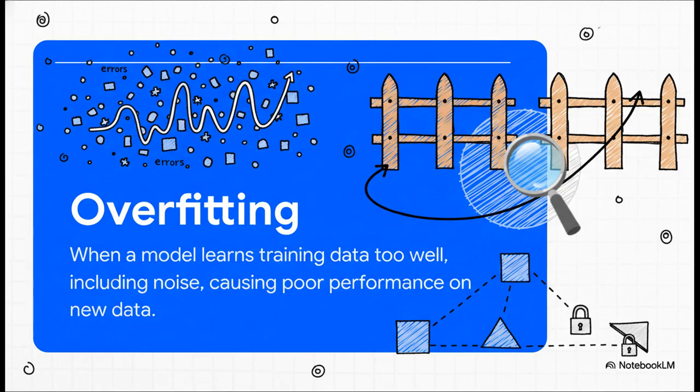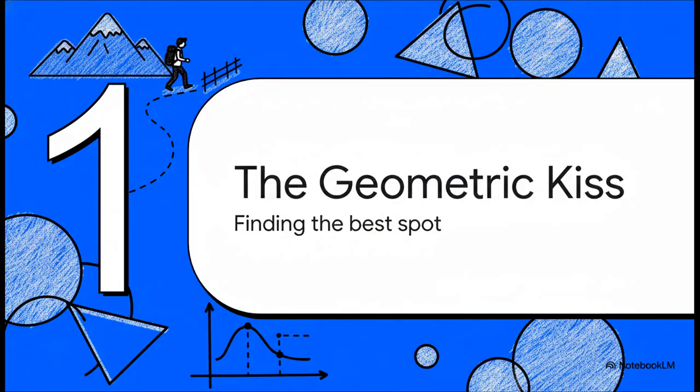The ISLP source puts it perfectly. It starts to follow the errors or noise too closely. So these constraints we're talking about, they're the fences that keep our AI models from chasing that noise and getting totally lost. All right, so how do we actually find that sweet spot, the best place on the fence?